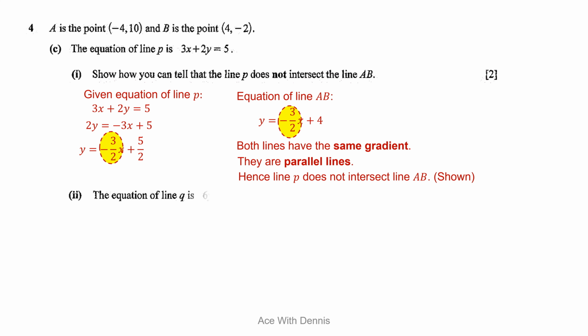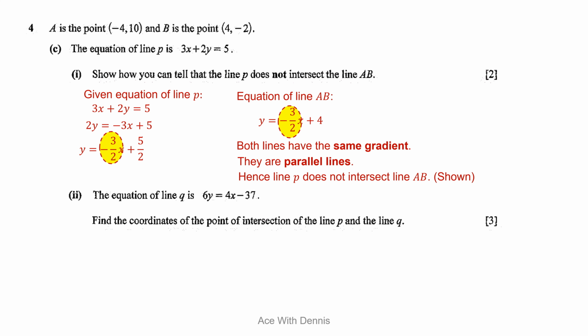Okay, now let's move on to part 2. The equation of line Q is 6y equals 4x minus 37. Find the coordinates of the point of intersection of the line P and the line Q. 3 marks. Okay, so now we have line Q here, 6y equals 4x minus 37. To find the coordinates of the intersection point, we have to solve simultaneous equations. Right, so the line P equation is y equals -3 over 2 x plus 5 over 2. I will label this as equation number 1. For line Q, given is 6y equals 4x minus 37.